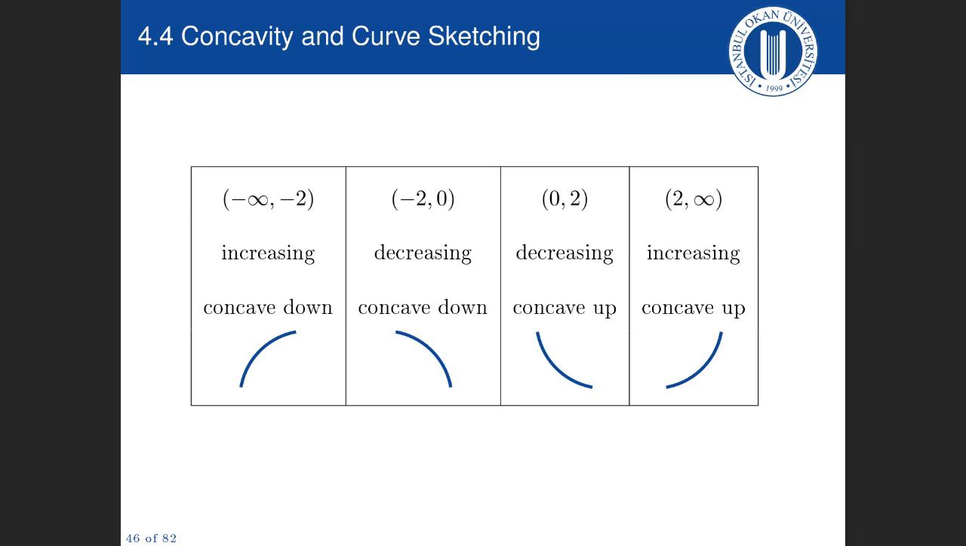On each of these intervals, we can ask, is the function increasing or decreasing? Is the function concave up or concave down? And you know how to do this now. We look to see is the first derivative positive or negative, and we look to see if the second derivative is positive or negative. So we have increasing and concave down, and then decreasing and concave down. Then we have decreasing and concave up, and then increasing and concave up.